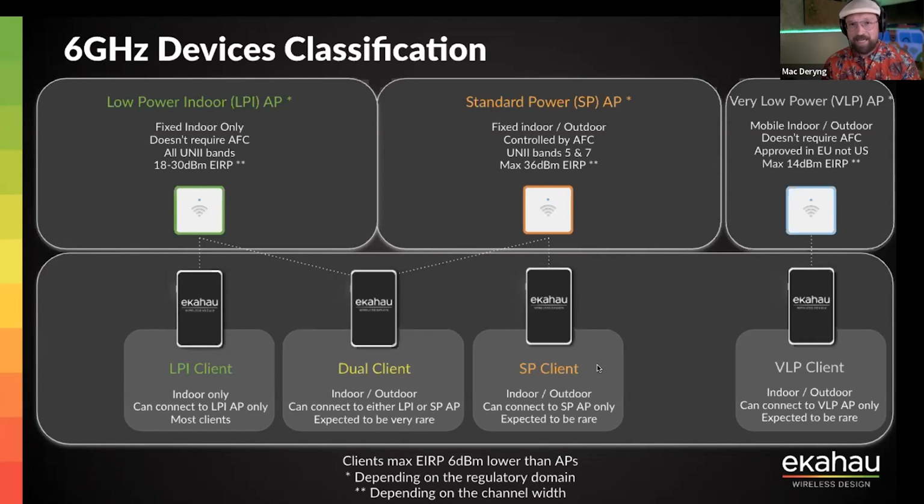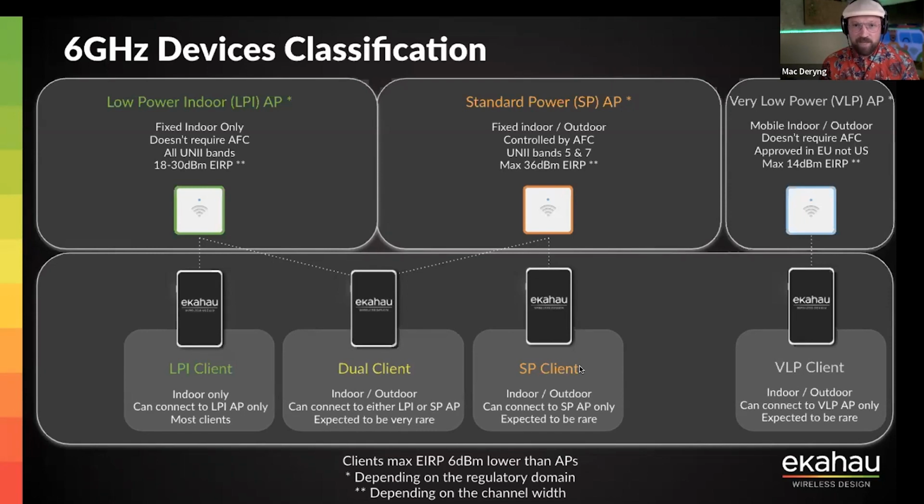And then you will have SP clients that can connect only to SP standard power APs. So an SP client won't be able to connect to an LPI AP, okay? You probably will see dual clients as well that can connect to both LPI and SP APs, but we think that at this point they will be very rare, okay?